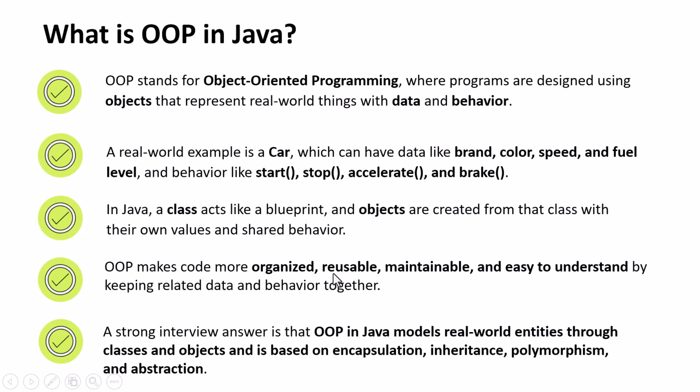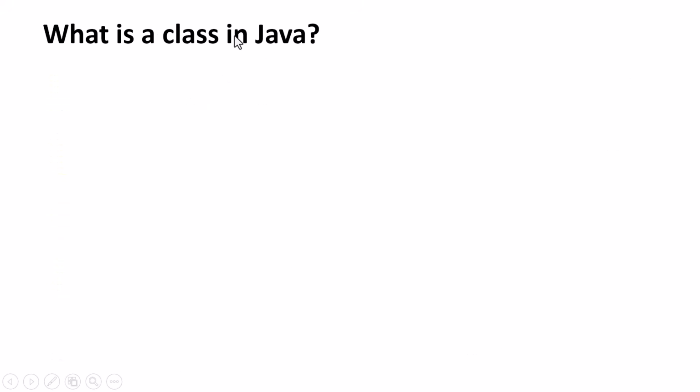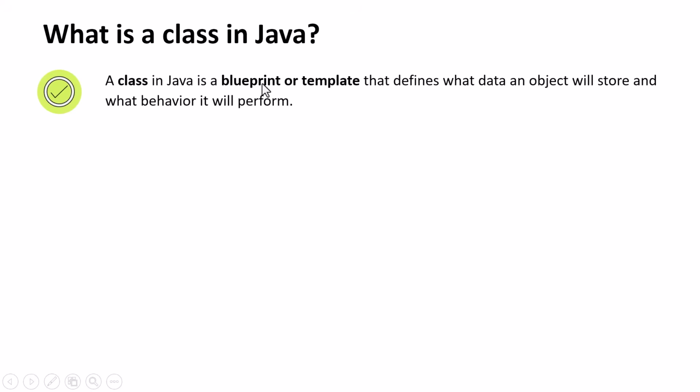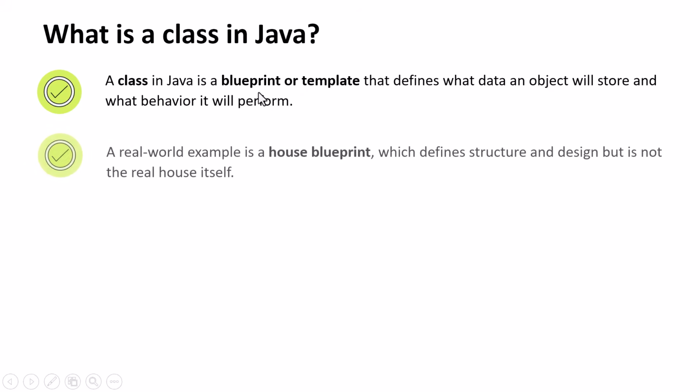Next question. What is a class in Java? A class in Java is a blueprint or template used to create objects. It defines what kind of data an object will store and what kind of behavior that object will perform. We can understand this with a real-world example of a house blueprint. A blueprint is not the real house, but it defines the structure, rooms, design, and layout, and in the same way a class defines the structure of future objects.